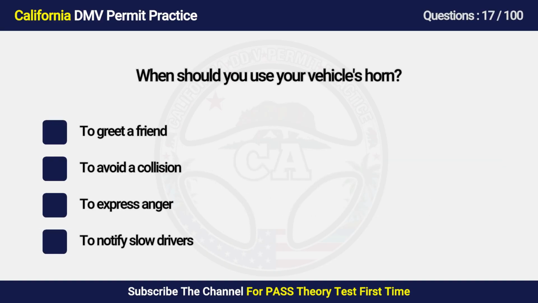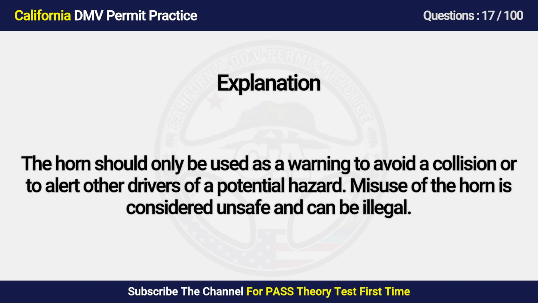Question 17. When should you use your vehicle's horn? A. To greet a friend. B. To avoid a collision. C. To express anger. D. To notify slow drivers. Answer is B. To avoid a collision. The horn should only be used as a warning to avoid a collision or to alert other drivers of a potential hazard. Misuse of the horn is considered unsafe and can be illegal.